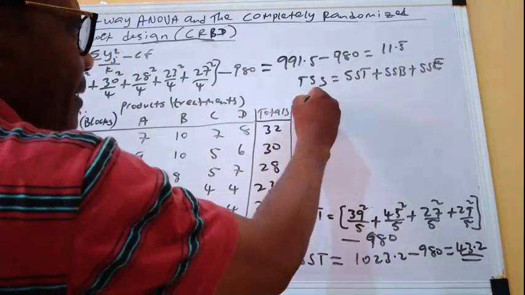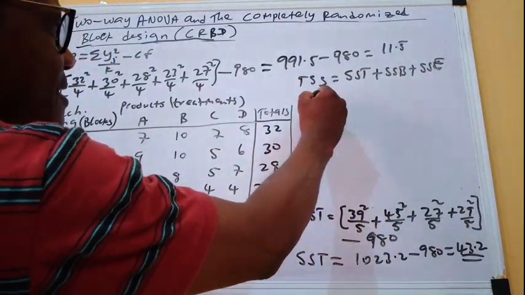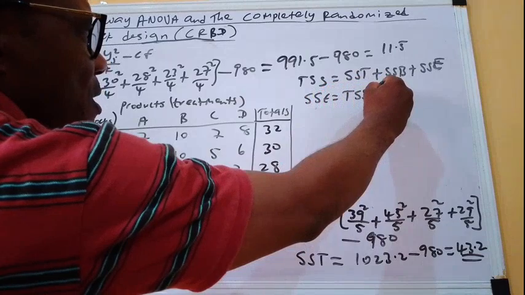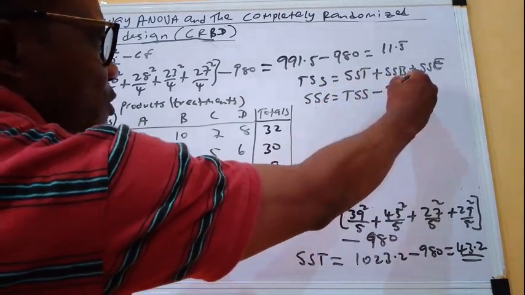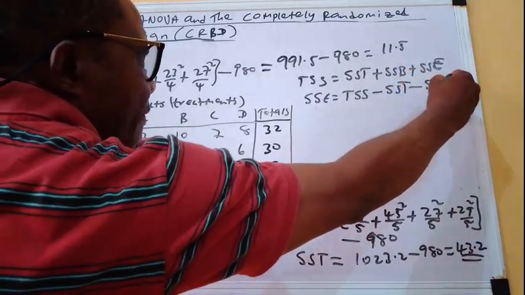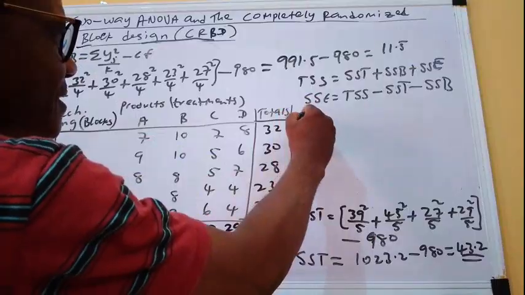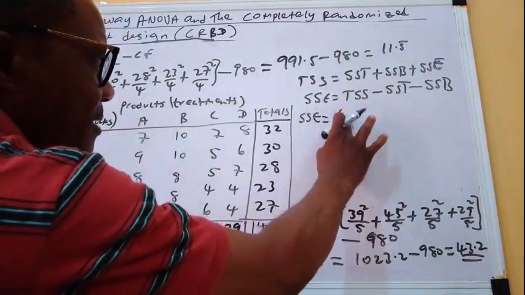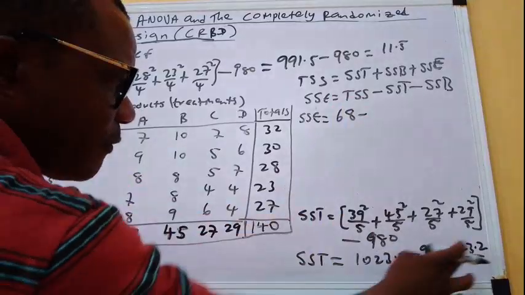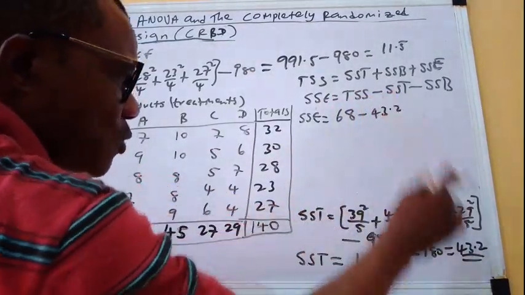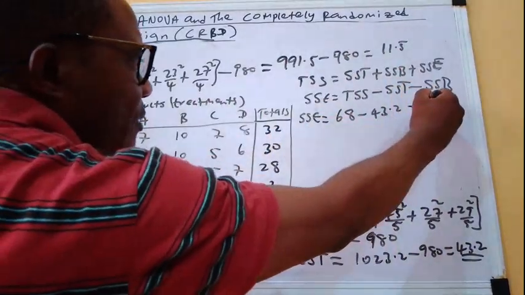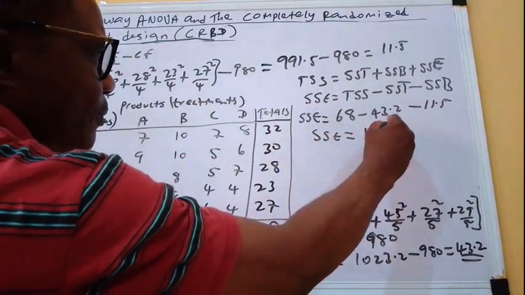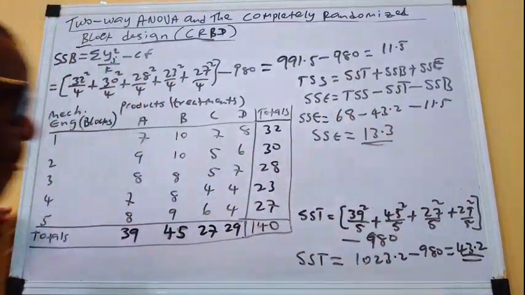Sum of square for error. Our sum of square for error, SSE, will now be equal to the total sum of square minus the sum of square for treatment minus the sum of square for block. Our total sum of square is 68, remember? So 68 minus the sum of square for treatment, 43.2, minus the sum of square for block, 11.5. So our sum of square for error will be 13.3. You carry out this simple arithmetic.